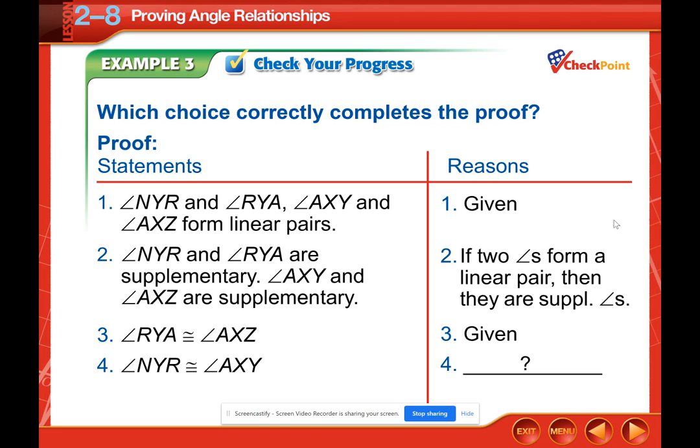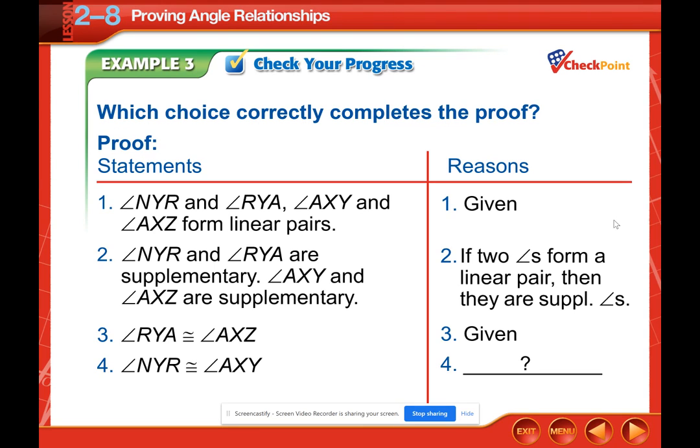Okay, first off, they state the givens. Then they state that NYR and RYA are supplementary, as they form a linear pair, and that AXY and AXZ are supplementary because they form a linear pair. Okay, also given is that RYA and AXZ are congruent.